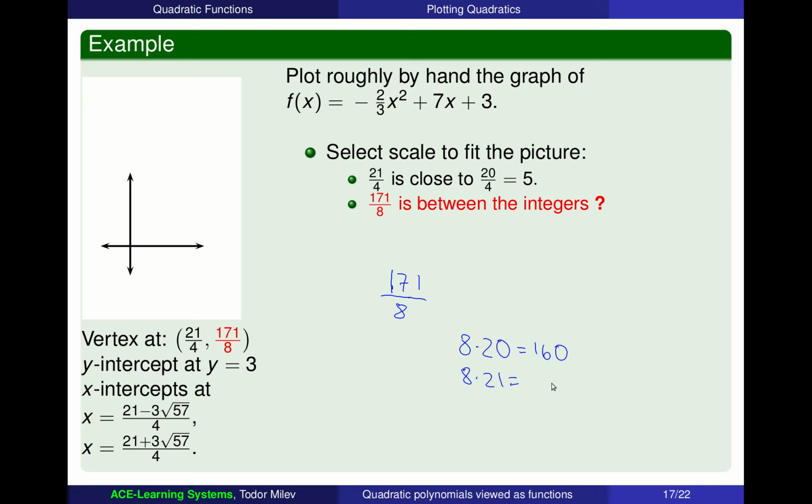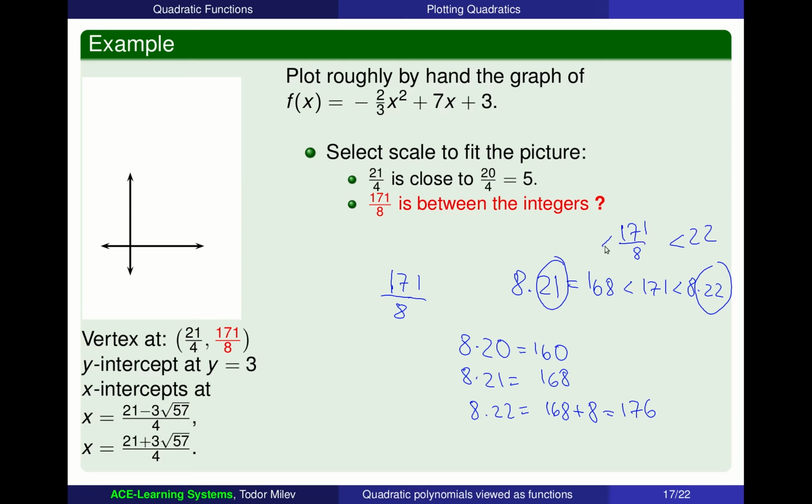8 times 21, that's 160 and another 8. And 8 times 22 is 168 plus another 8, so that's 176. So that means that 171 times 8, so that means that 8 times 21, which is 168, is less than 171, which is less than 8 times 22, which means that 171 divided by 8 must be between 21 and 22. So 171/8 is between 21 and 22.